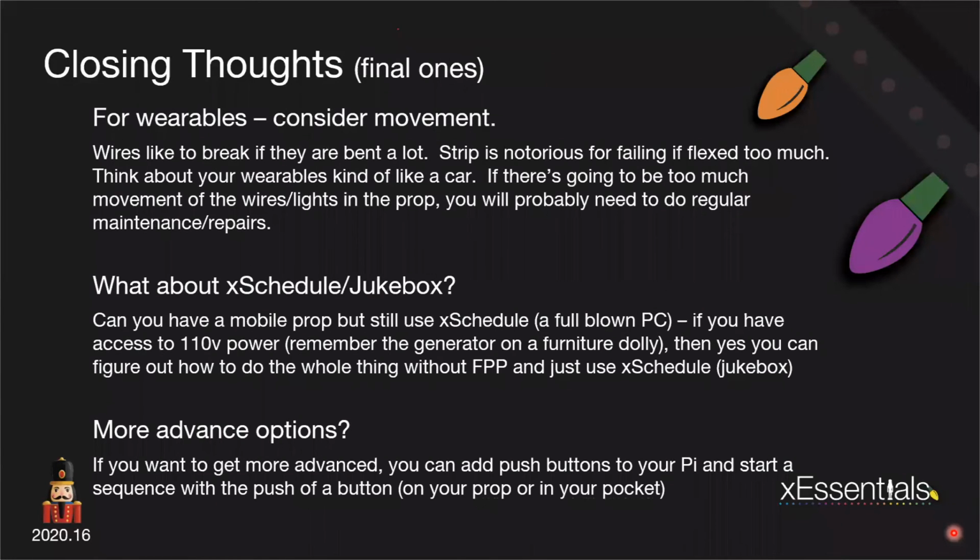For wearables, specifically with mobile props, consider movement. And this time I don't mean movement within your display. I mean movement of you as a human. If you are wearing something on your body and you're going to be moving your arms, think of the Elvis costume that I showed earlier. Wires like to break if they're bent a lot. Strip is notorious for failing if flexed too much. Think about your wearables kind of like a car. If there's going to be too much movement of the wires or the lights in the prop, you'll probably need to do regular maintenance and repairs to keep them working well.